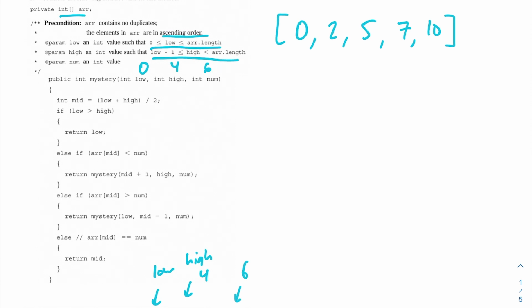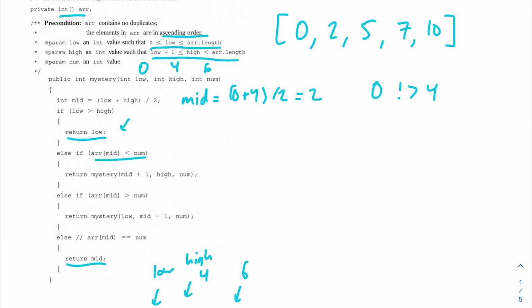So it says mid is equal to (low + high) / 2. So mid is low plus high, so (0 + 4) / 2. So that's going to be 2. It says if low is greater than high, so 0 is not greater than 4. So we're not going to go into this. You might notice this is a base case because we're returning a number. There's another base case down here. But let's check our other conditions first.